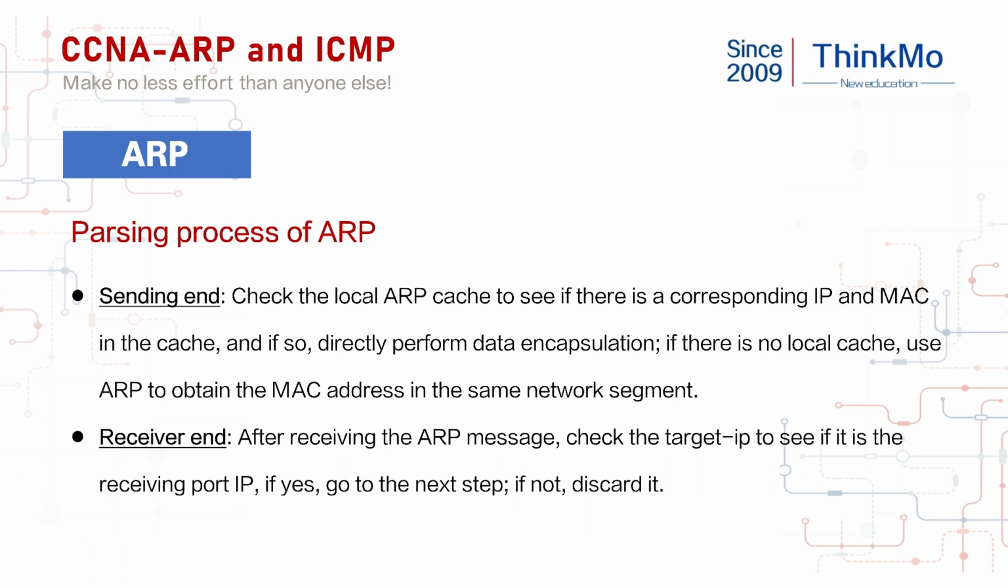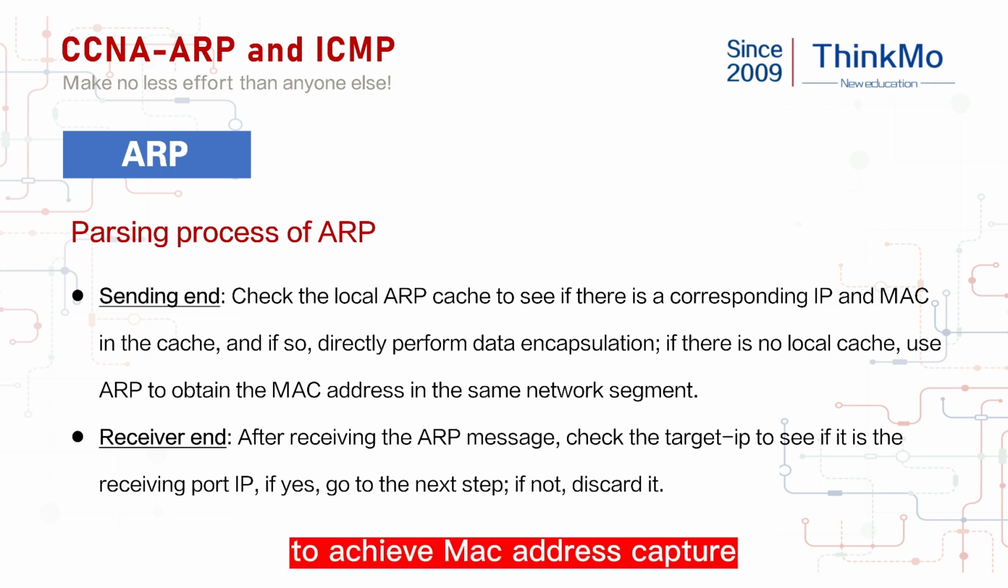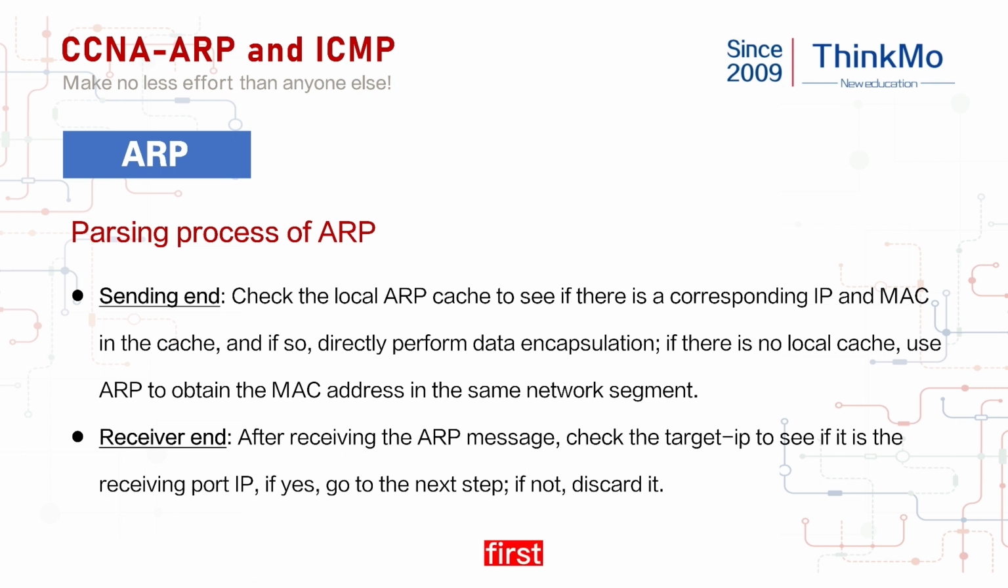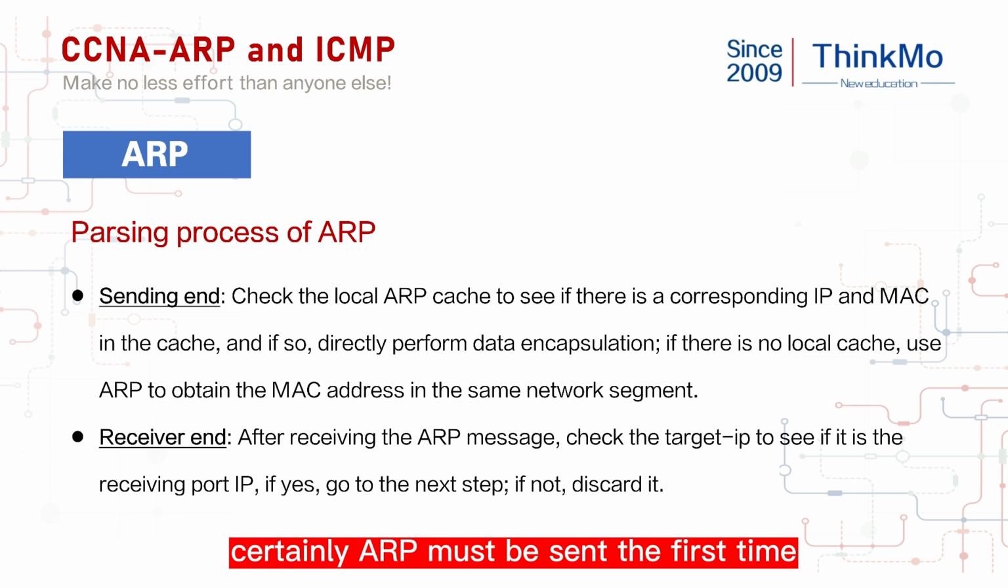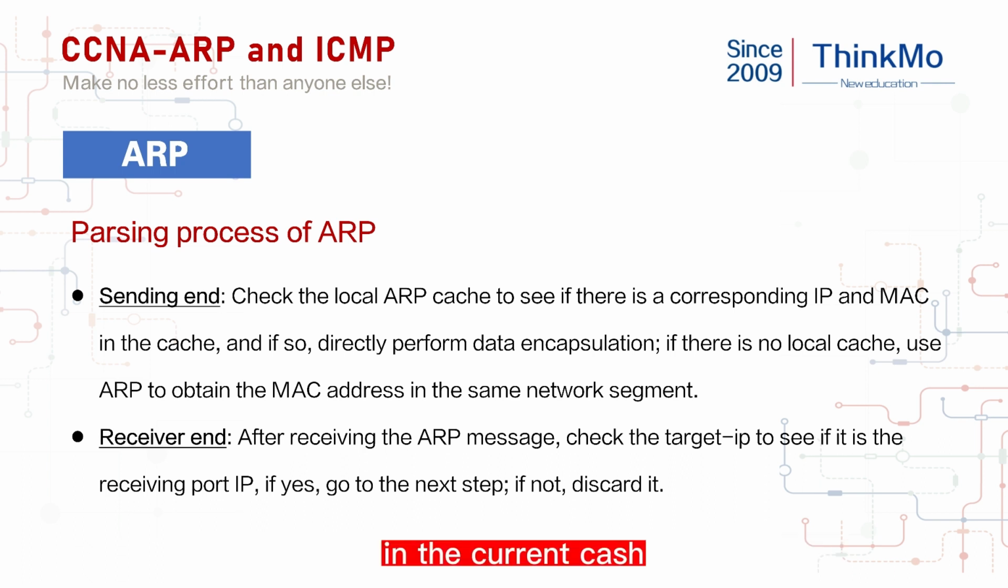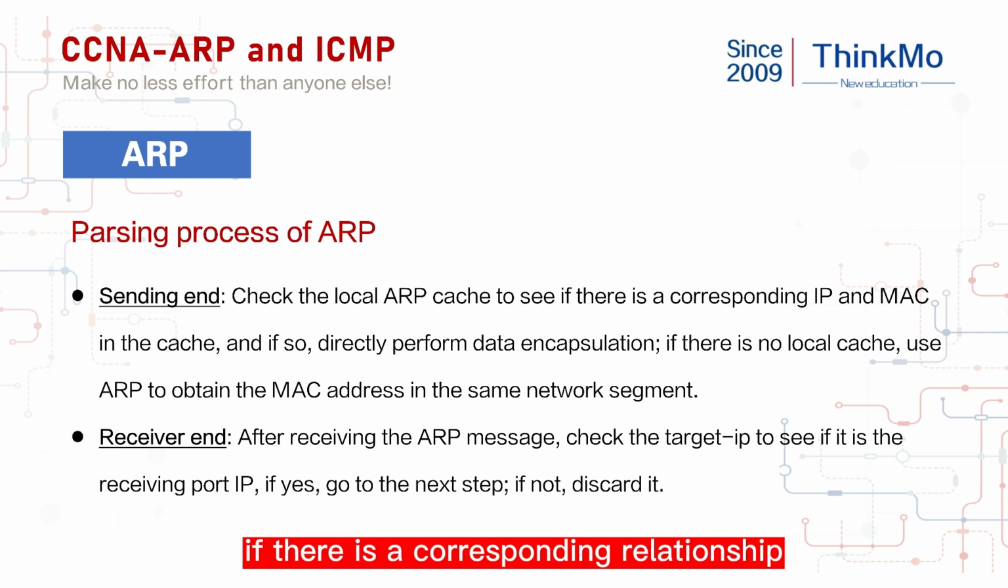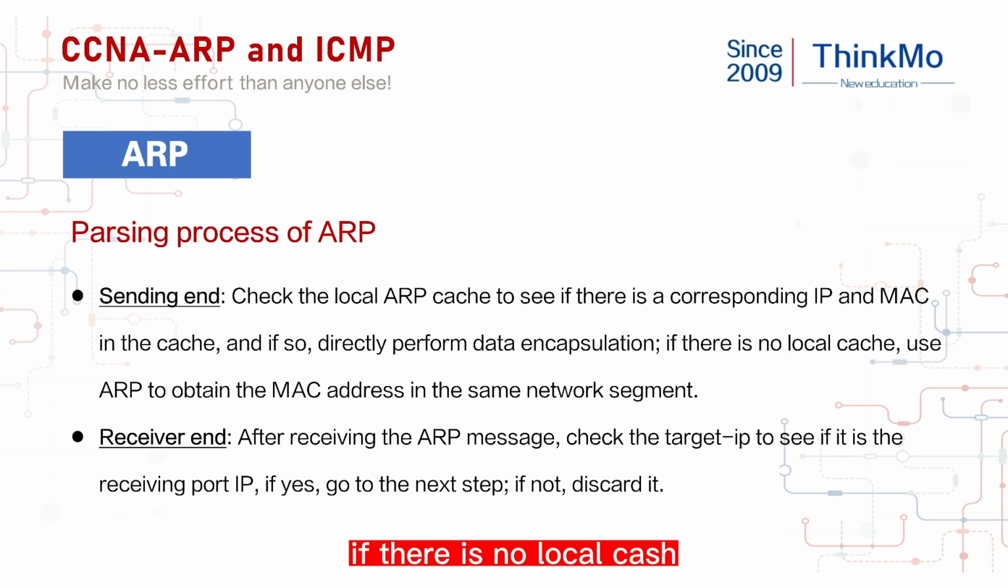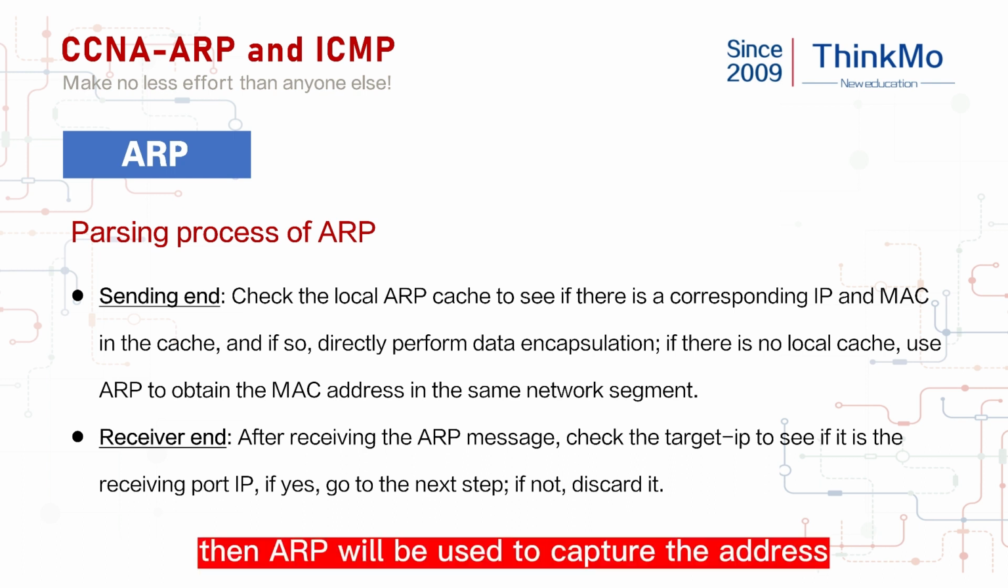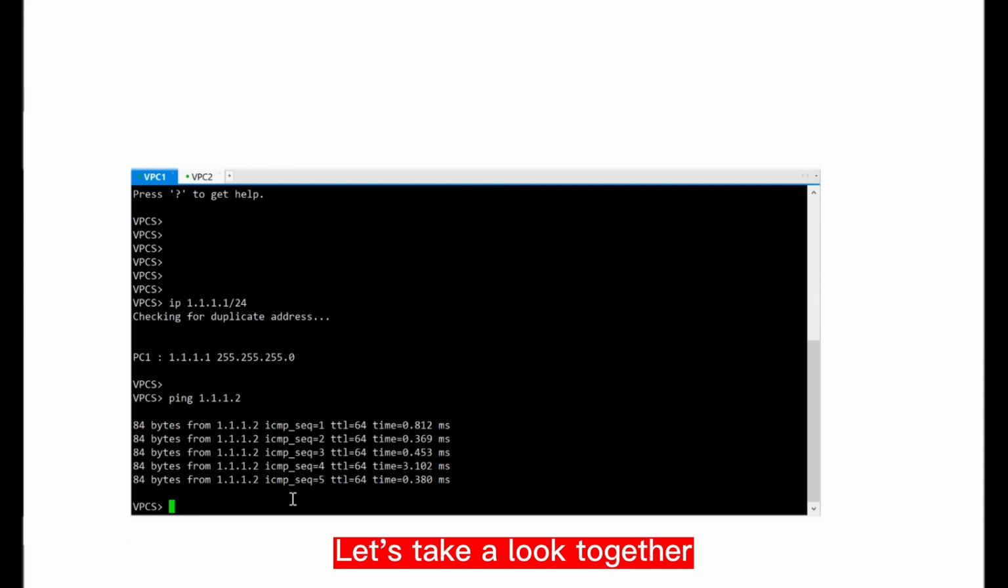But actually, before we borrowed ARP to achieve MAC address capture, first, check the local ARP cache. Everyone should know this. Certainly, ARP must be sent the first time. But the follow-up will first look at the ARP cache. In the current cache, if there is a corresponding relationship between the corresponding IP and MAC address, now you can directly encapsulate the data. If there is no local cache, then ARP will be used to capture the address. Let's take a look together.